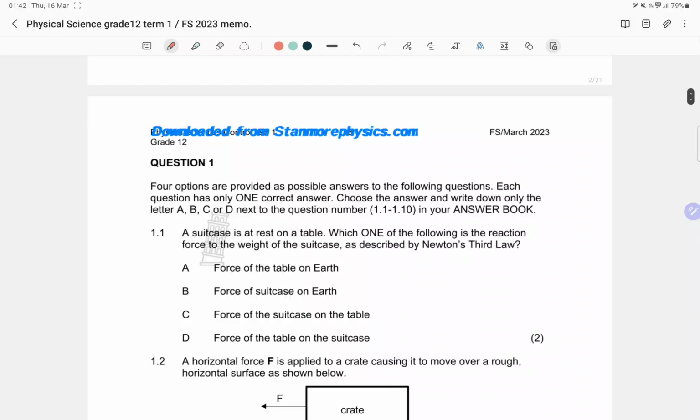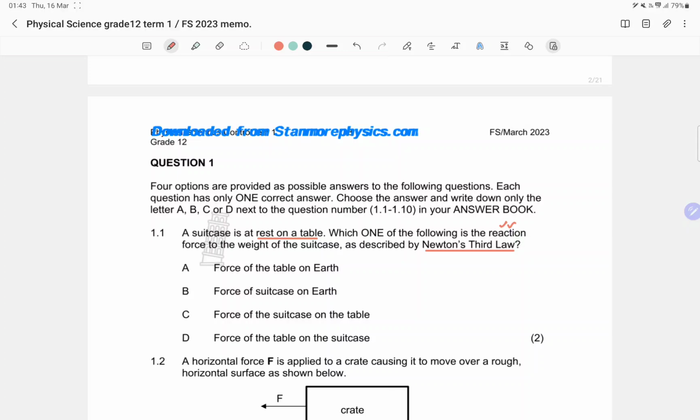Now, question 1, you know it's MCQs, and you can read the instruction. It's pretty standard. 1.1 says a suitcase is at rest on a table. Which one of the following is the reaction force to the weight of the suitcase as described by Newton's third law?